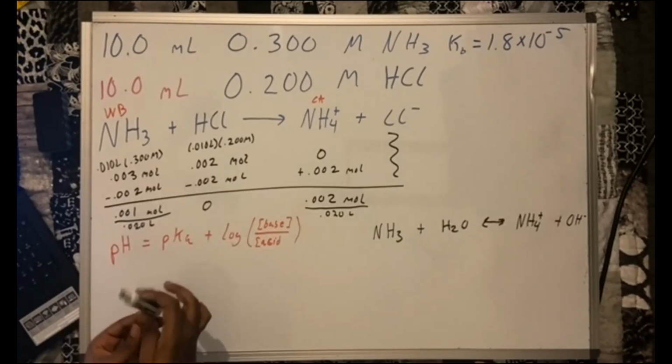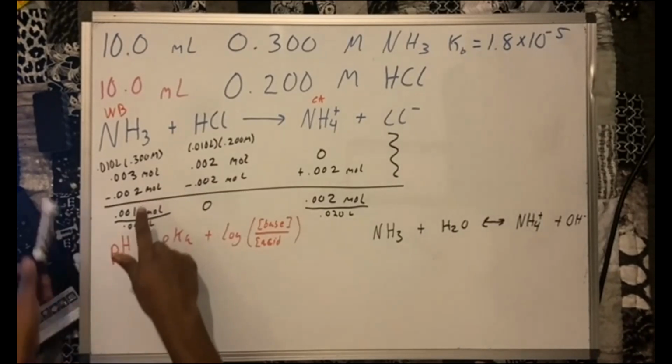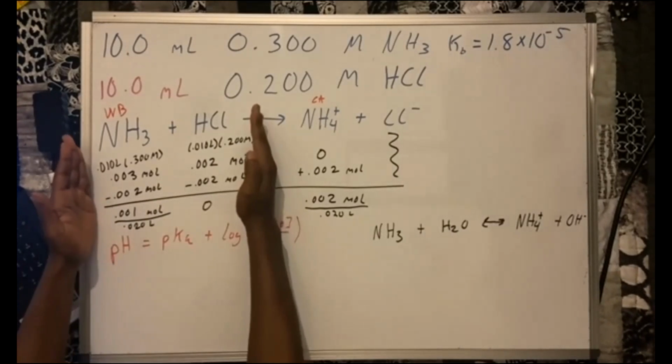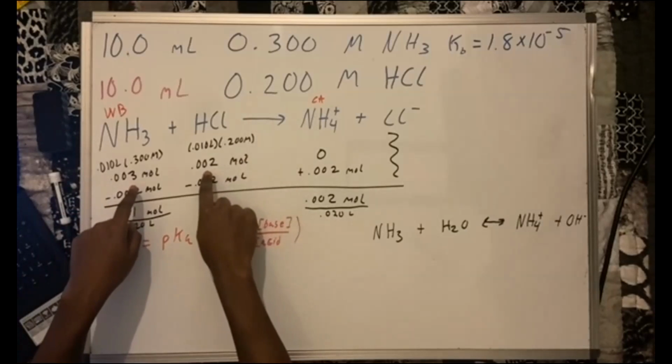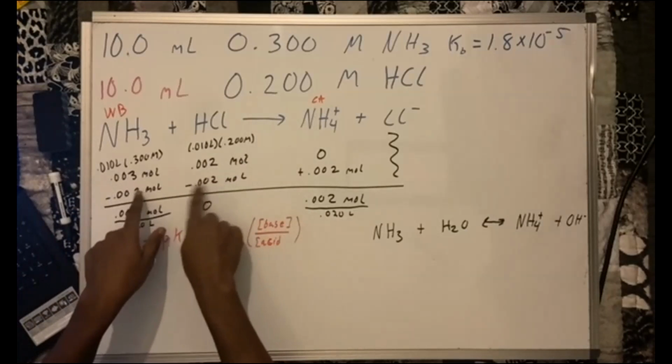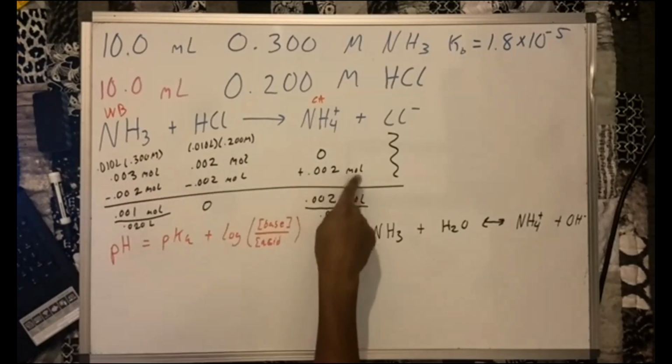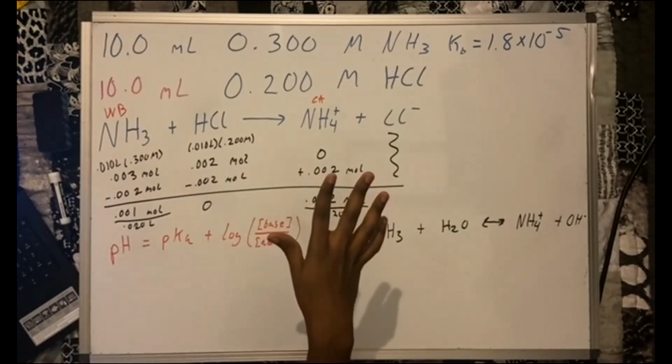So when you're picking what your X is, you look at these two numbers and see, okay, which one's the smaller one? Then you subtract the smaller one on this side and you add it on that side because that's the product. Okay, hopefully I answered both of those questions.